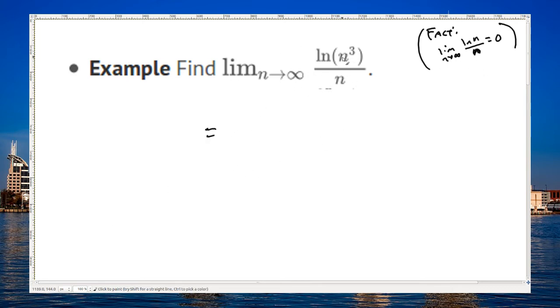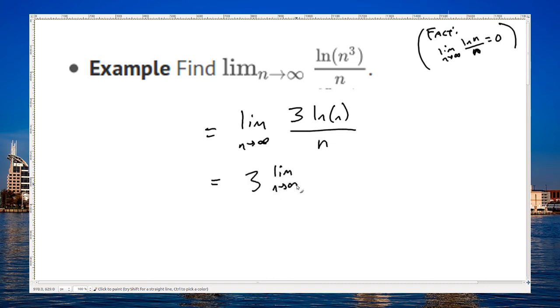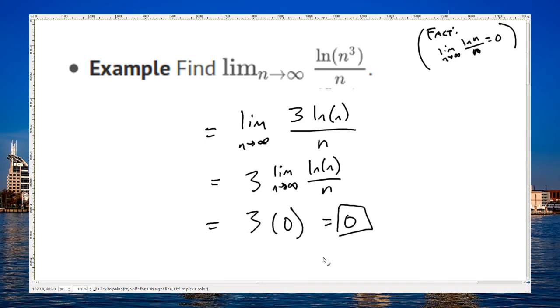So in order to solve this problem, I just need to remember my log rules, really. My log rules say that if I have a power inside a logarithm, I can pull that out. 3 natural log of n over n. And because sequence limits have the same rules as function limits, I could pull out a constant multiple of 3, assuming that the limit of natural log n over n exists. And it does. In fact, we know up here it's 0. And that tells me that 0 is my limit.